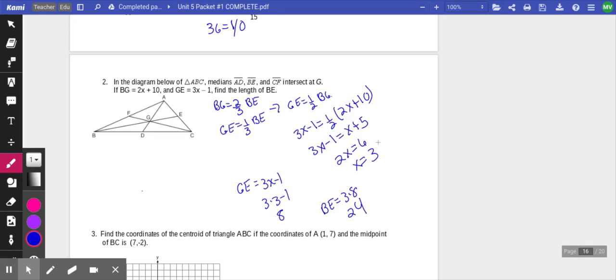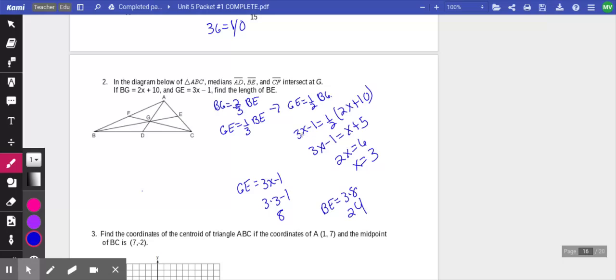Okay, I'm going to try to pick this up where I left off. So I know that G is the centroid because it's where the medians intersect. Therefore, I know that BG is 2/3 of BE. And therefore, GE is 1/3 of BE. And also that means that GE is half of BG.